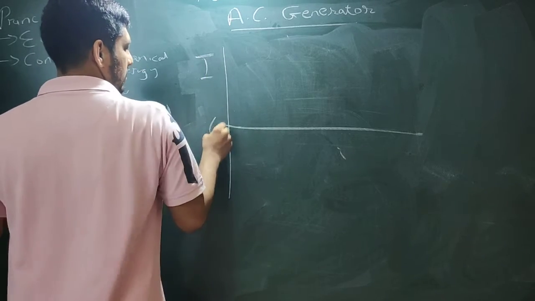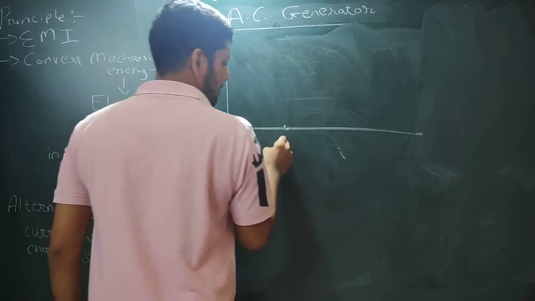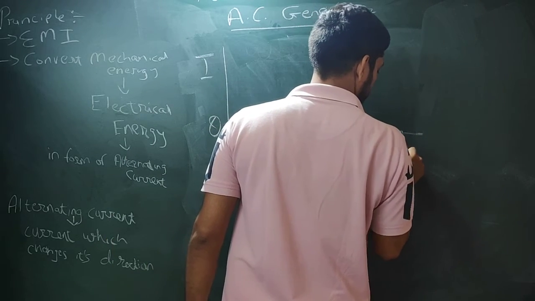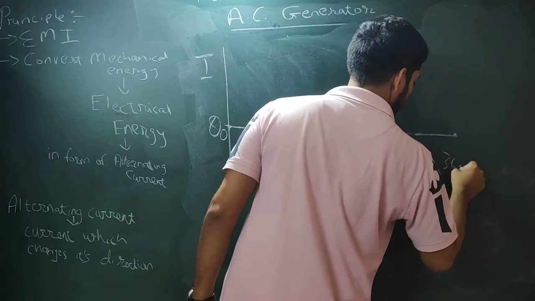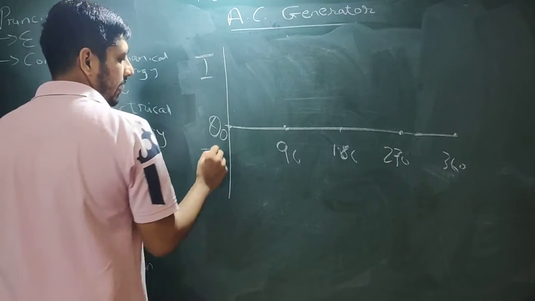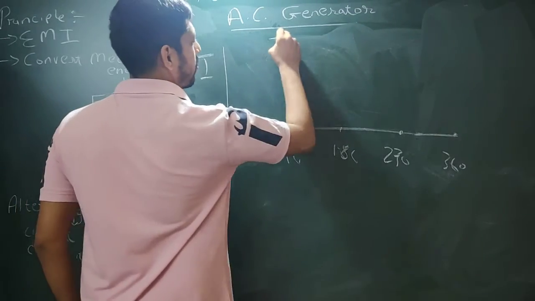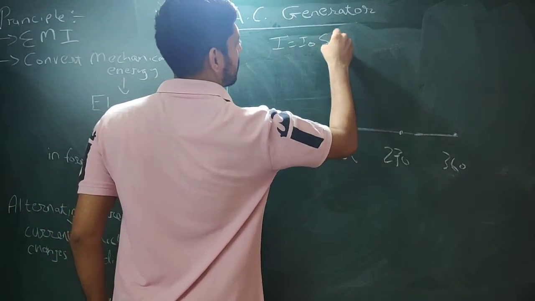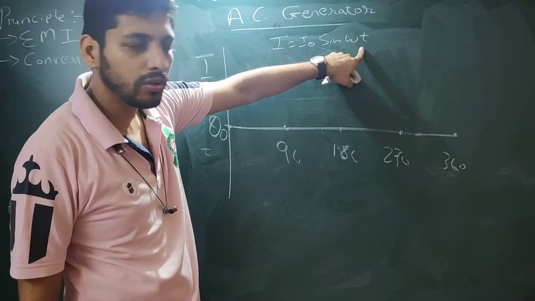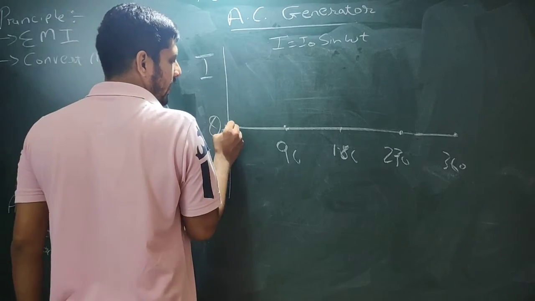This is I on the y-axis, and here it will be theta: 0, 90, 180, 270 and 360. So here let us say time also. Theta and time are changing with respect to each other. Initially I'll write the formula I equals I0 sine omega t. So if the angle is 0 at time equal to 0, sine 0 will be equal to 0, which means that current will be equal to 0. So initially it will be at this point.